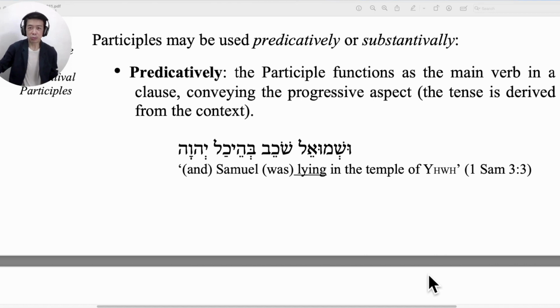Participles may be used predicatively or substantively. When used predicatively, the participle functions as the main verb in the clause, conveying the progressive aspect. For instance, in 1 Samuel 3:3, and Samuel was lying in the temple of Adonai. U Shmuel shokhev be-hekhal Adonai.